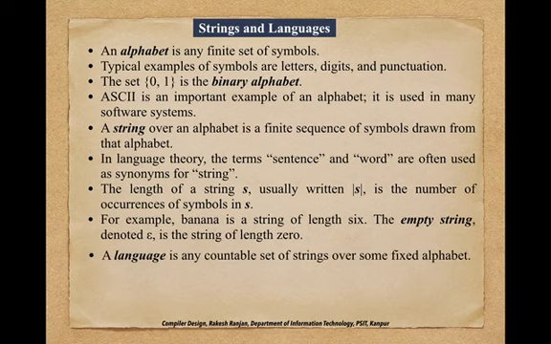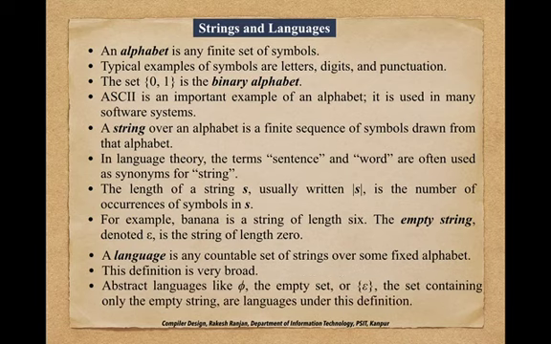A language is a countable set of strings over some fixed alphabet. This definition is very broad. Abstract languages like phi, the empty set, or {epsilon}, the set containing only the empty string, are languages under this definition.